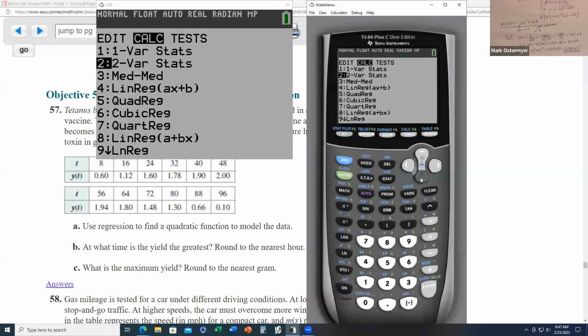I'm going to go down and grab not my linear regression. I'm not trying to fit a line to this data because that's not appropriate here. We're trying to fit a parabola to this data. So we go down and select not linear regression, but quadratic regression.